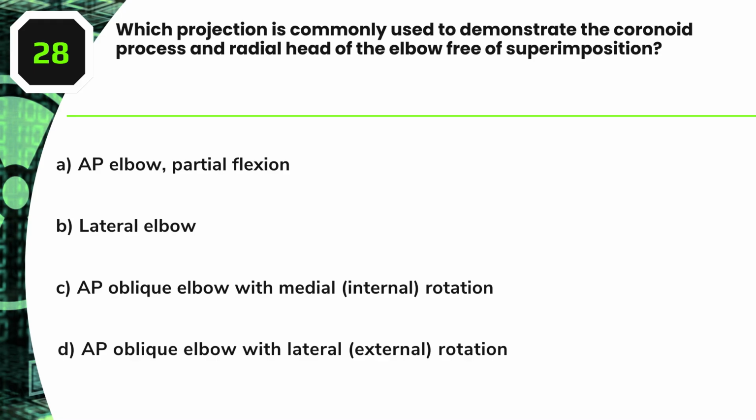Question 28. Which projection is commonly used to demonstrate the coronoid process and radial head of the elbow free of superimposition? A. AP elbow, partial flexion. B. Lateral elbow. C. AP oblique elbow with medial, internal, rotation. D. AP oblique elbow with lateral, external, rotation.